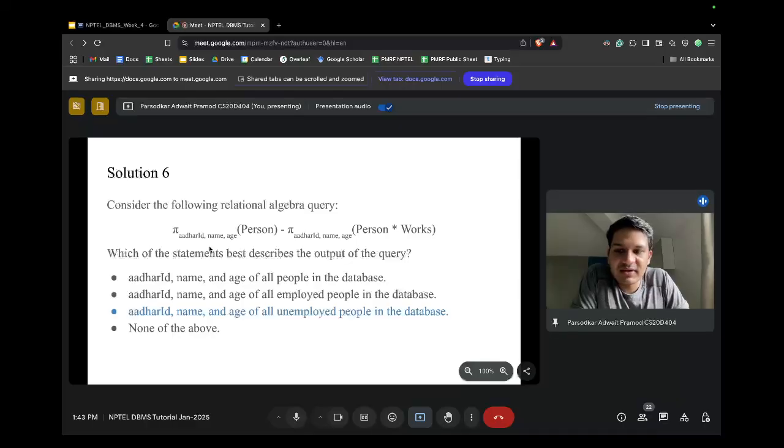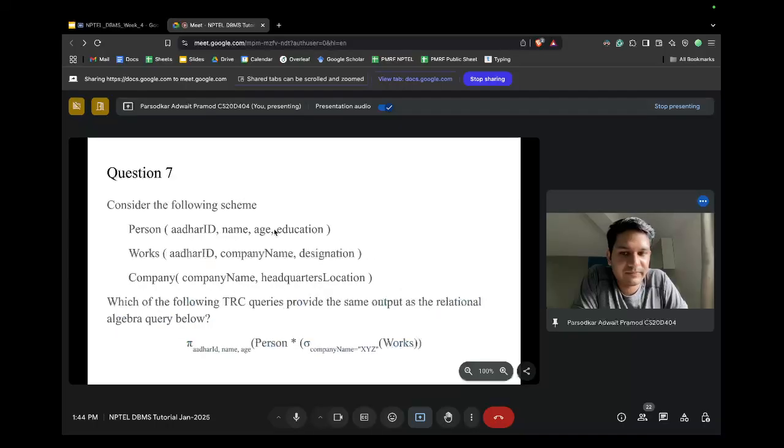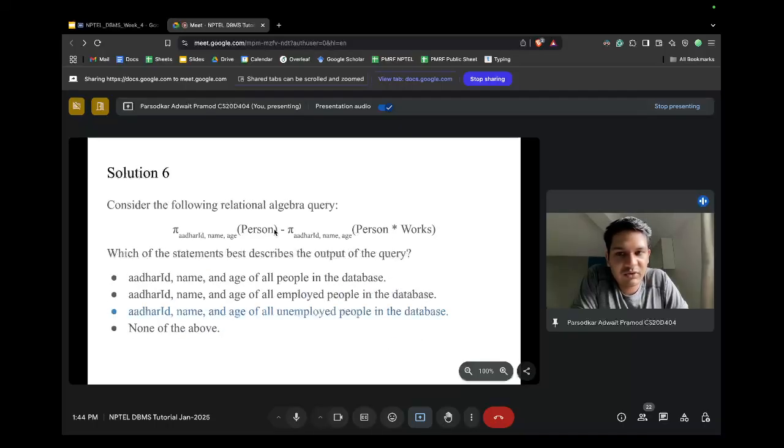So an explanation for this is that the first term gives you Aadhaar ID, name, and age of all people. And the second term gives you Aadhaar ID, name, and age of all employed people. So the difference would give you Aadhaar ID, name, and age of all unemployed people. I hope this is clear. Are there any doubts in this?